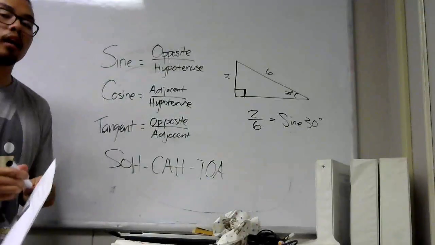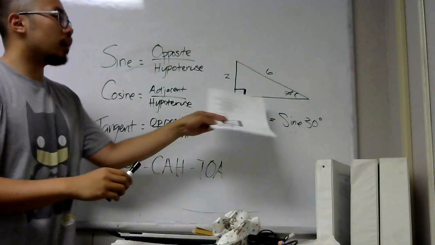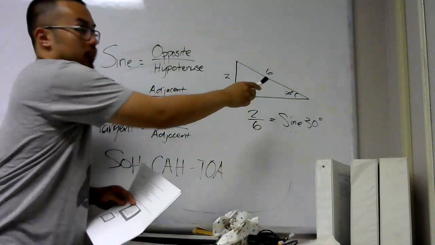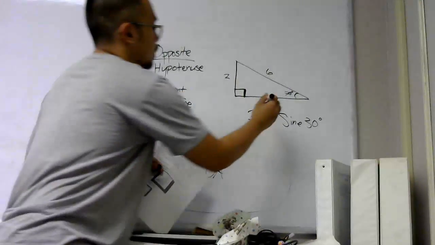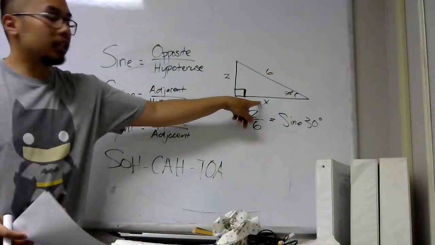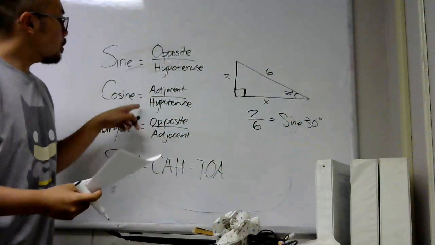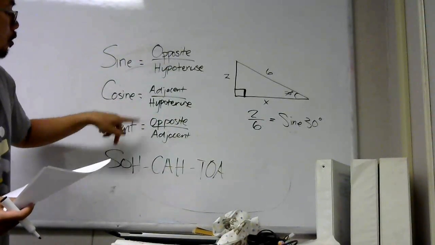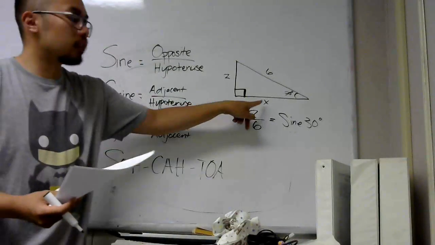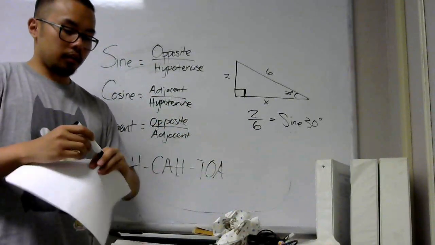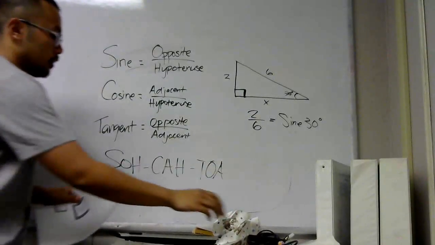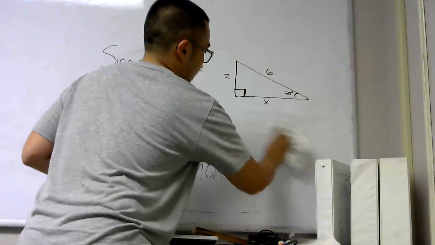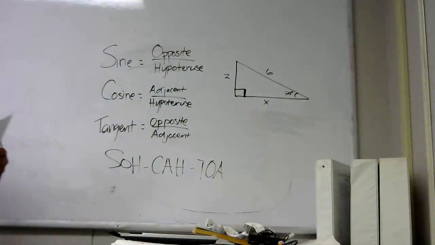Why this is important and why we can use this to find missing sides is that instead of just finding two sides whose numbers we already know, if we don't know what the adjacent is here, we can use cosine, or we can use tangent in order to find what this x is going to be. Okay, so we erase this and run through a quick example.